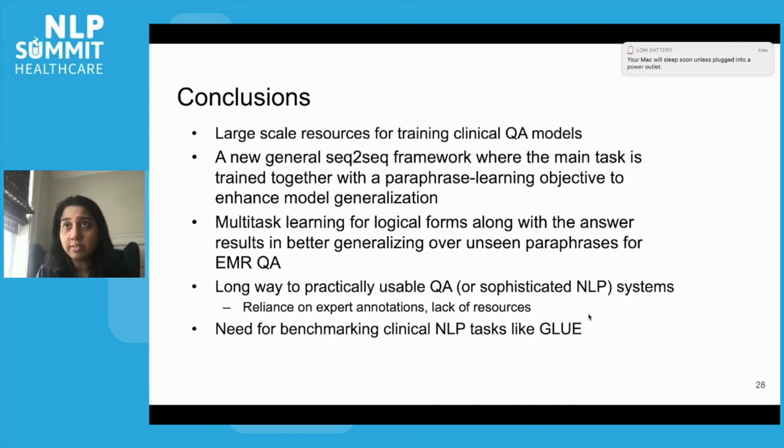And some other steps that could be taken would be perhaps benchmarking clinical NLP tasks, including QA, using a generic leaderboard task like Glue, where the community comes together and benchmarks these tasks, including QA, summarization, named entity recognition, and so on.